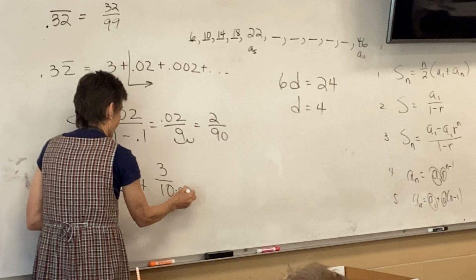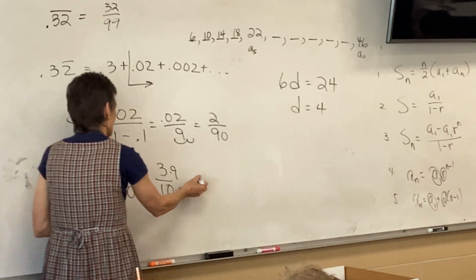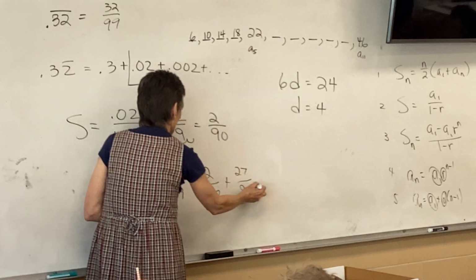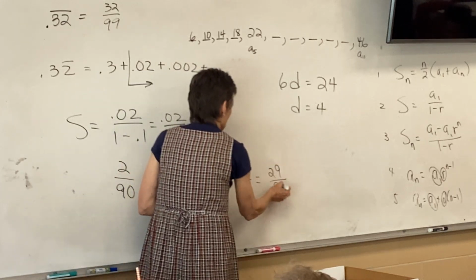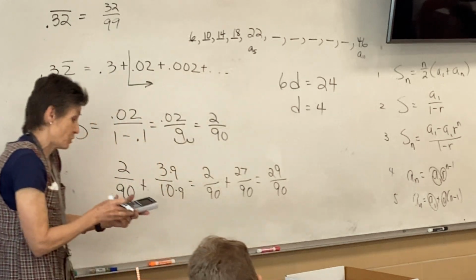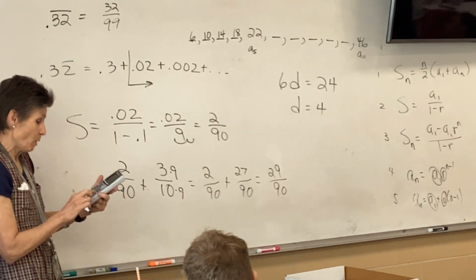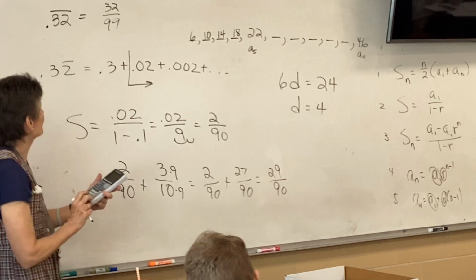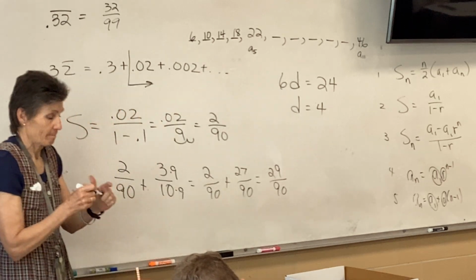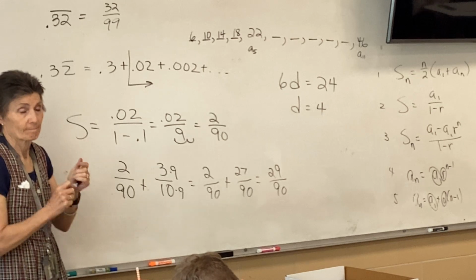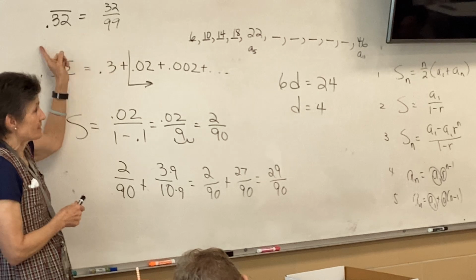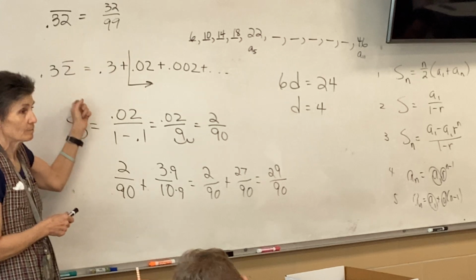So I have 2/90ths and 27/90ths. So I think my answer is 29/90ths, but I'm gonna check that to see. 29 divided by 90. Yep. I'm keeping it straight like this. These are so much easier. These are harder to do.